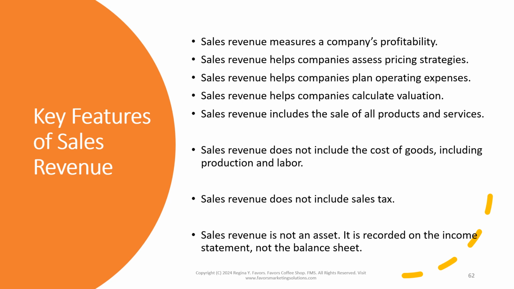All right, so key features of sales revenue. Sales revenue measures a company's profitability. It helps companies assess pricing strategies. It helps companies plan operating expenses. It also helps companies calculate valuation and includes the sale of products and services. Sales revenue does not include the cost of goods, including production and labor. It does not include sales tax. It is not considered an asset. It is recorded on the income statement, and not the balance sheet itself.